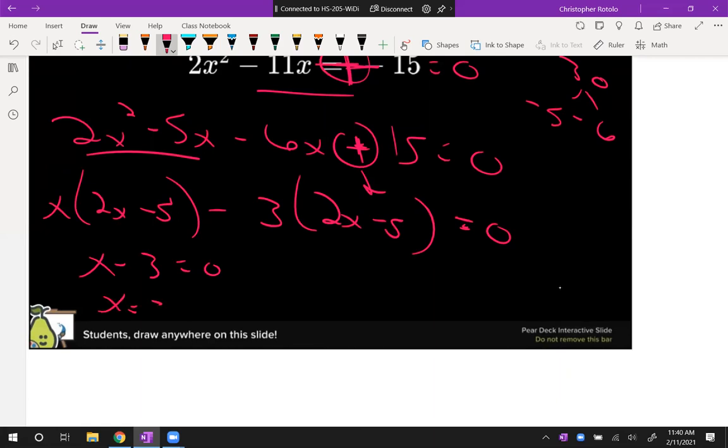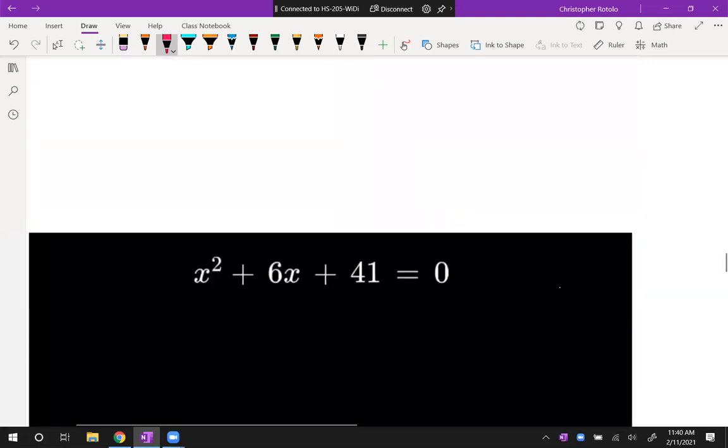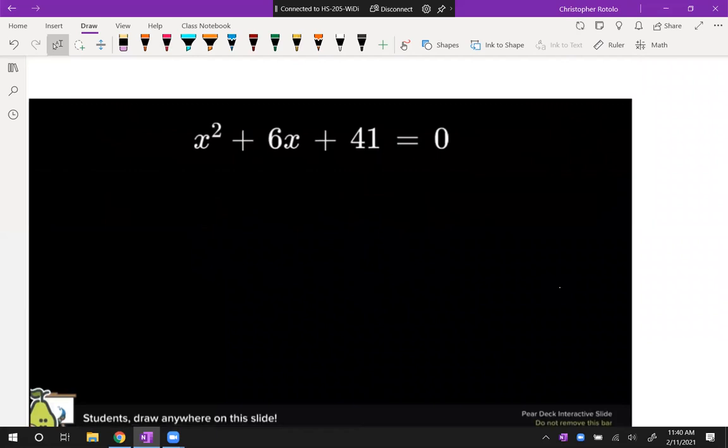So we're going to get x equals 3 as one answer here, and 2x minus 5. So x turns out to be add the 5 and divide by 2. All right, so I know I'm going pretty quick, but I don't want this video to go on too long. So fast forward or slow it down, whatever you've got to do.